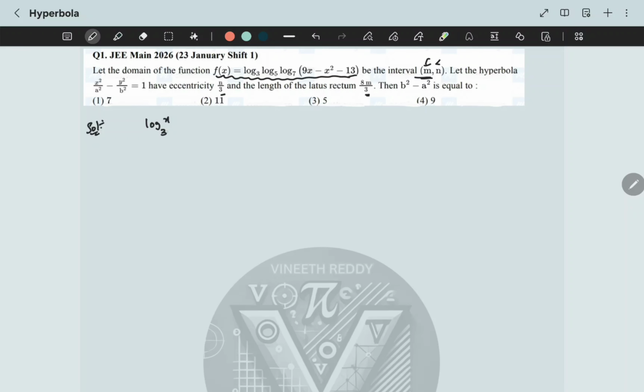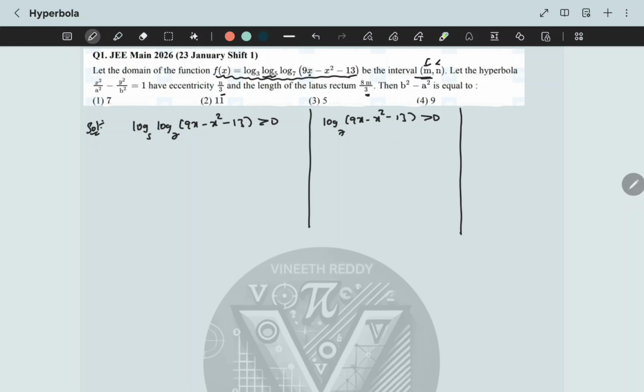Log x to the base 3 is defined if x is greater than 0. Likewise, log 5 of log 7 of (9x minus x square minus 13) should be greater than 0. With respect to this particular log, this should also be greater than 0. Since the base 5 is greater than 1, the log is an increasing function, and if I apply anti-log, the inequality will not change. So we get log 7 of (9x minus x square minus 13) greater than 0.